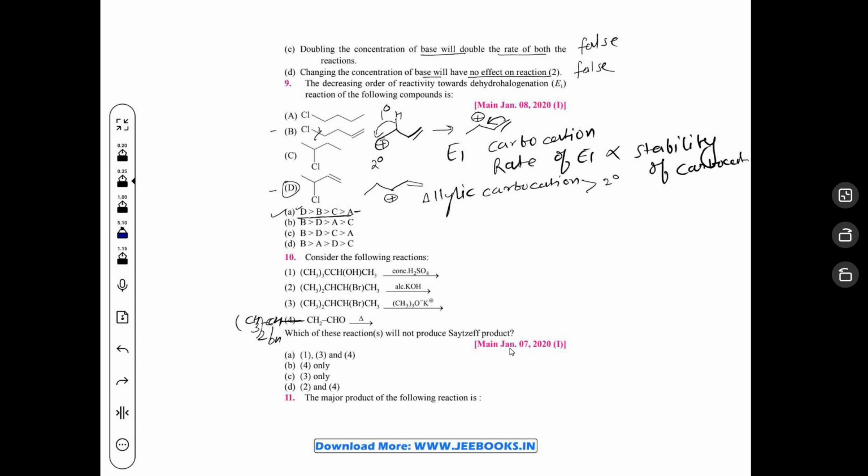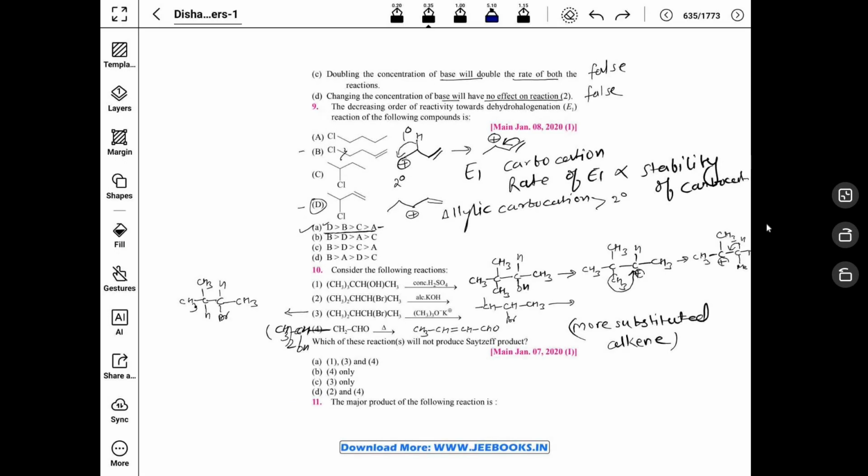The Saytzeff product is that product which gives the more substituted alkene. Okay, so let me write the proper structure of all these molecules. Okay, so I have written the structures. In the first case, this hydroxy group undergoes removal of water and gives the carbocation, and this carbocation will get stabilized to the tertiary carbocation, and after that this proton will go away and give the more substituted alkene. And in case of reaction 2, alcoholic KOH is a strong base, so it will abstract this beta proton. After abstraction of this beta proton, you will have the more substituted alkene. This will be the product, and this is according to Saytzeff. So this is the more substituted alkene.